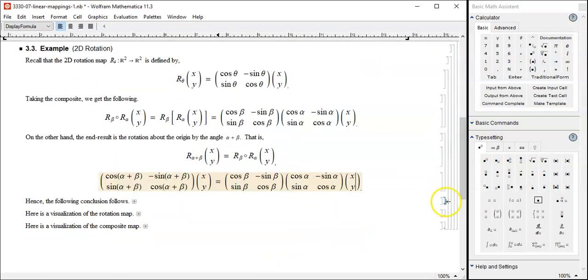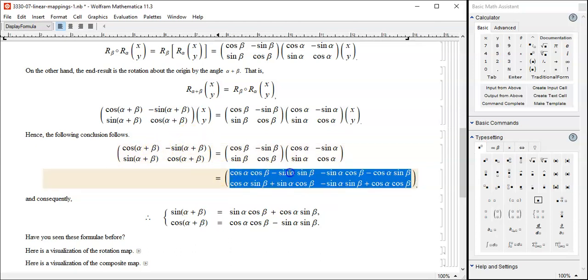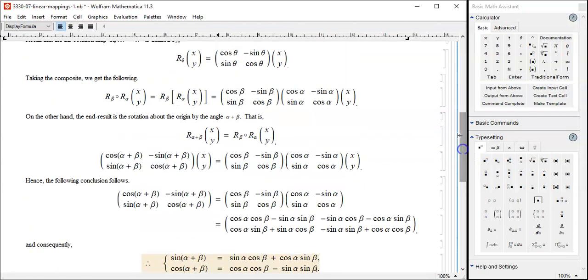And it follows that, removing the arbitrary x and y, we have this matrix computation. Do some brute force computation, and what you get? We just end up with the sum identities of sine and cosine. Cosine of alpha plus beta is this one. And sine of alpha plus beta is this one, except for the negative sign. And we end up with the sum identity for sine and cosine.